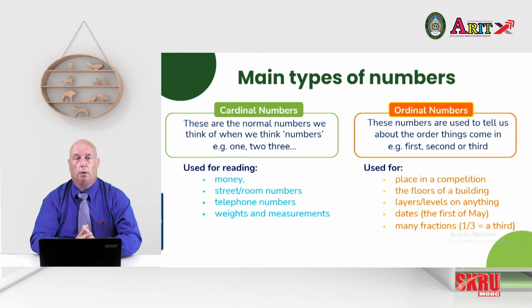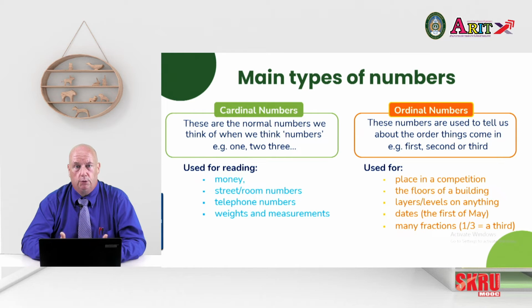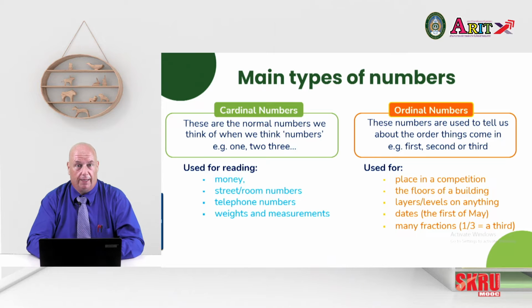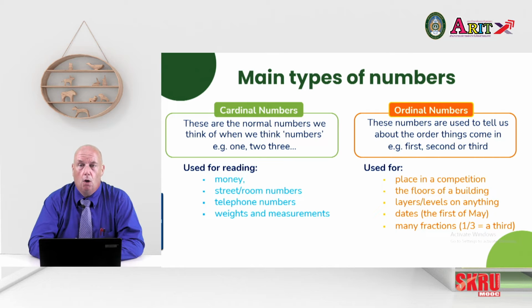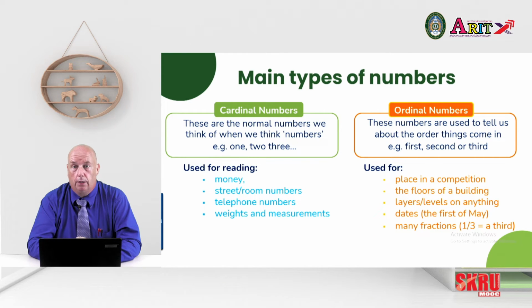These are the normal numbers we think of, 1, 2, 3. The things we use every day when we count money, look at street or room numbers, give someone your telephone number, or if you're shopping, the weights or measures, how fast you drive, things like that. Ordinal numbers are the other common grouping, and these tell us the order of things.